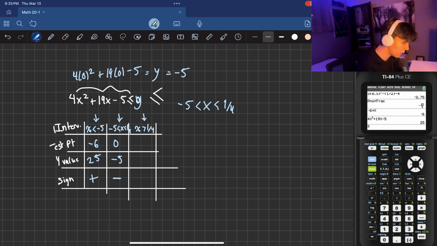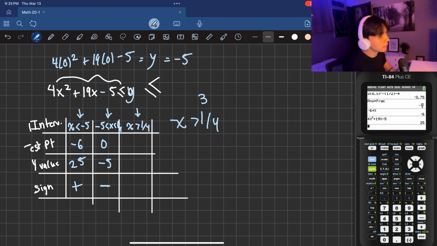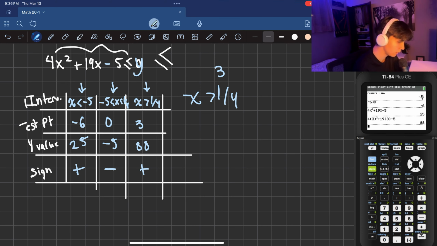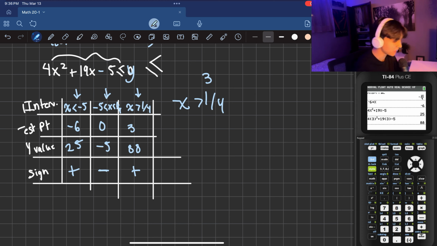And finally, you have your last interval that you want to fulfill here. So we're just using these test points. So any number that's greater than 1/4. I'm going to say like 3. We can use 3. Any number, you can use any number. I'm just going to use 3 here, and we're going to plug it back into our equation. So we get 88 as our output. So if we have 88, we get a positive sign.